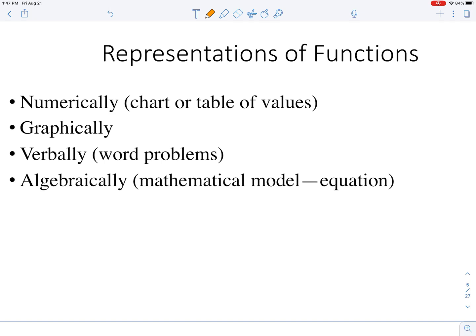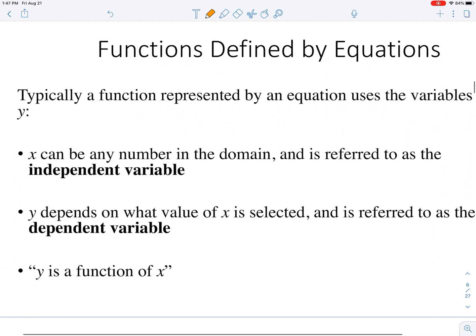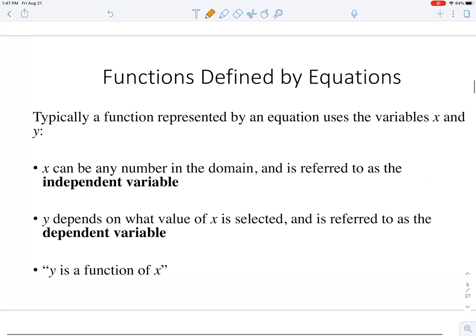They can be represented numerically in some sort of a chart, kind of like the picture I just drew, or a table of values, graphically, verbally, like you can describe a function in words, and then algebraically with a mathematical model or an equation. So we're going to focus on a couple of these different representations. We're going to first talk about functions that are defined by equations.